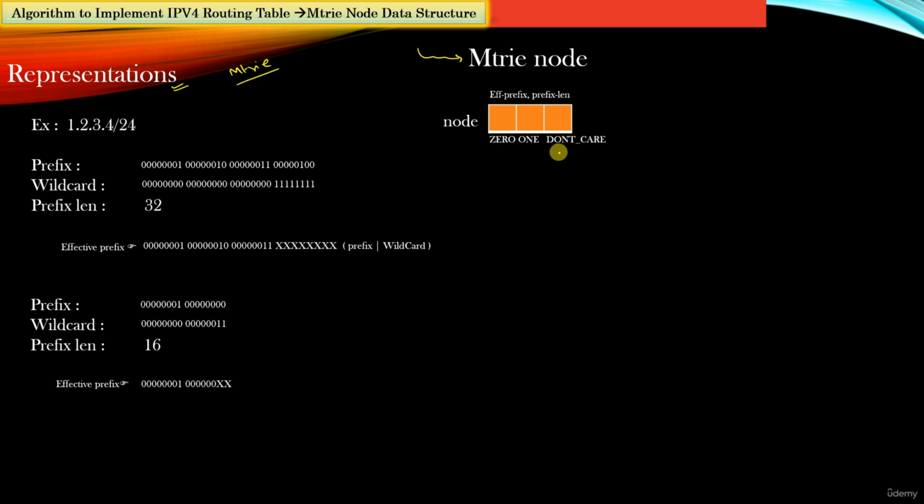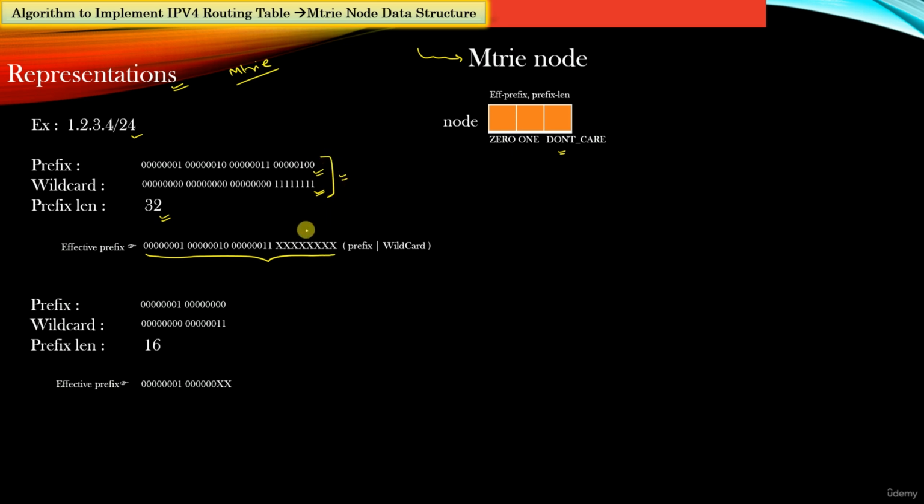Alright, so this is a diagram which shows a typical mtry node which will be used to store routes. Each node of an mtry is going to store a route. Let us discuss with the help of an example how each node in an mtry is going to store information. Let us suppose that we have a route 1.2.3.4/24. We will express this route in terms of prefix and wildcard. And obviously for IPv4 routes, the prefix len is 32. So following is the effective prefix that we will derive from the prefix and wildcard combination.